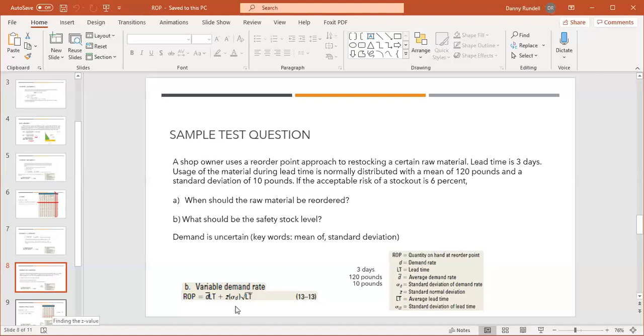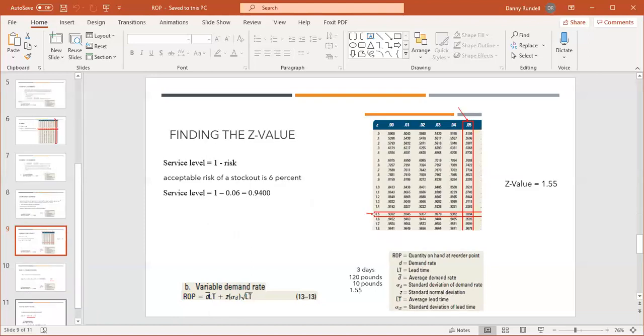So how do we find that Z? Because we don't have that yet. We need that in order to finish setting up the equation. Again, we find the service level, which is 1 minus the risk, or 6%. So 1 minus 0.06 equals 0.9400, right? You find the closest value in the table here. And you start with the Z value here on the left, 1.5. You add that 5 on the end. So the Z value ends up being 1.55. And now we have our Z value.